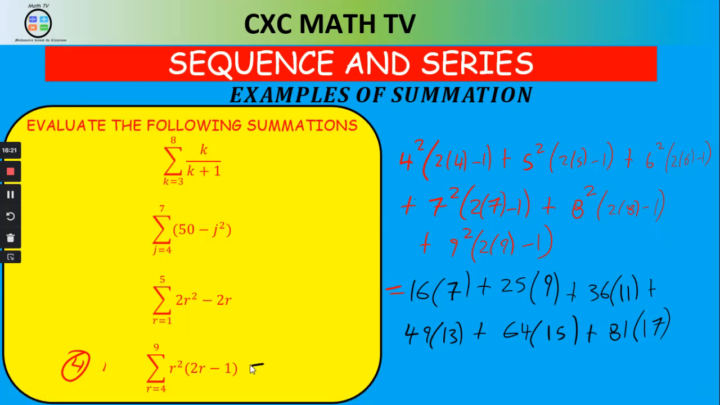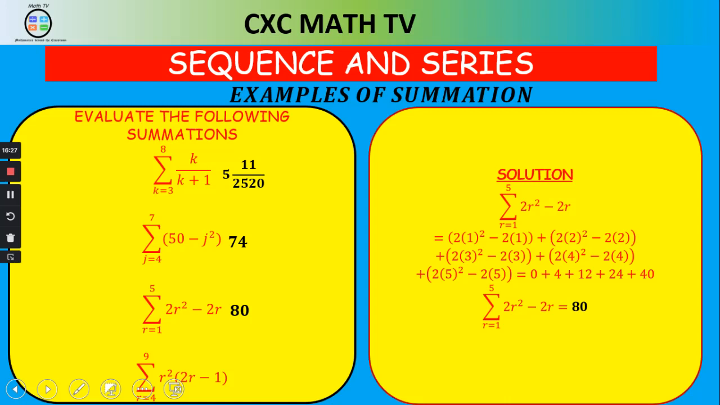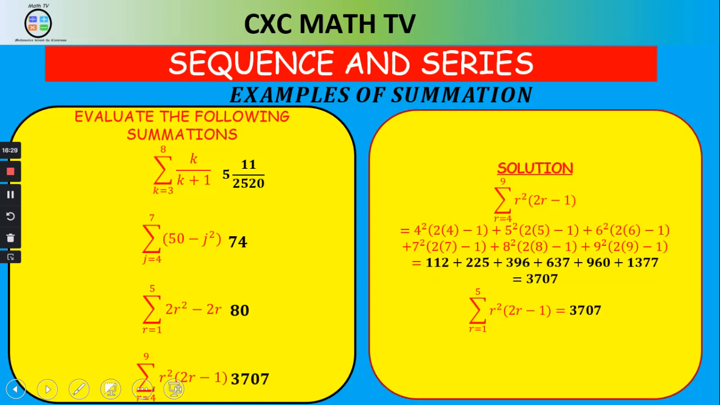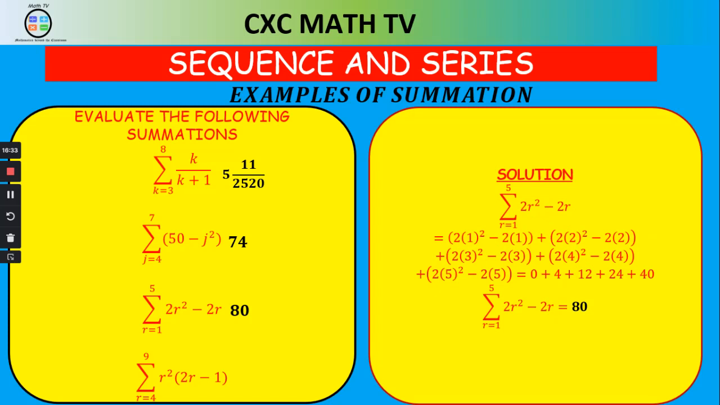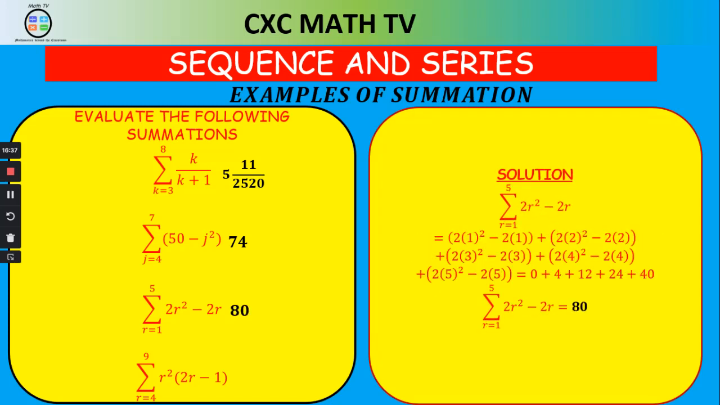So this is 3,707. Just to show you the answers then, the 74, the 80, and the 3,707, right? I make sure to type out the solution for those who like to have a typed solution.